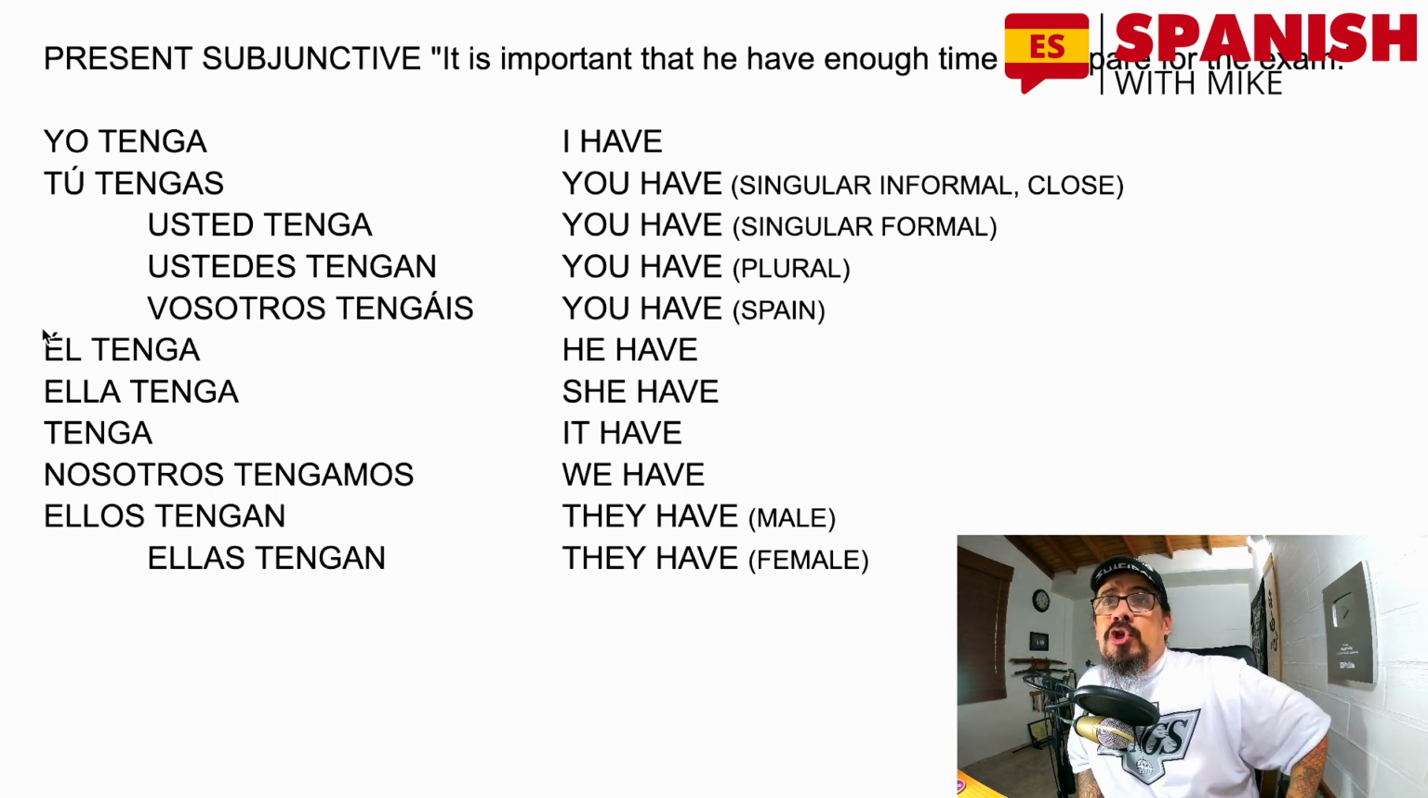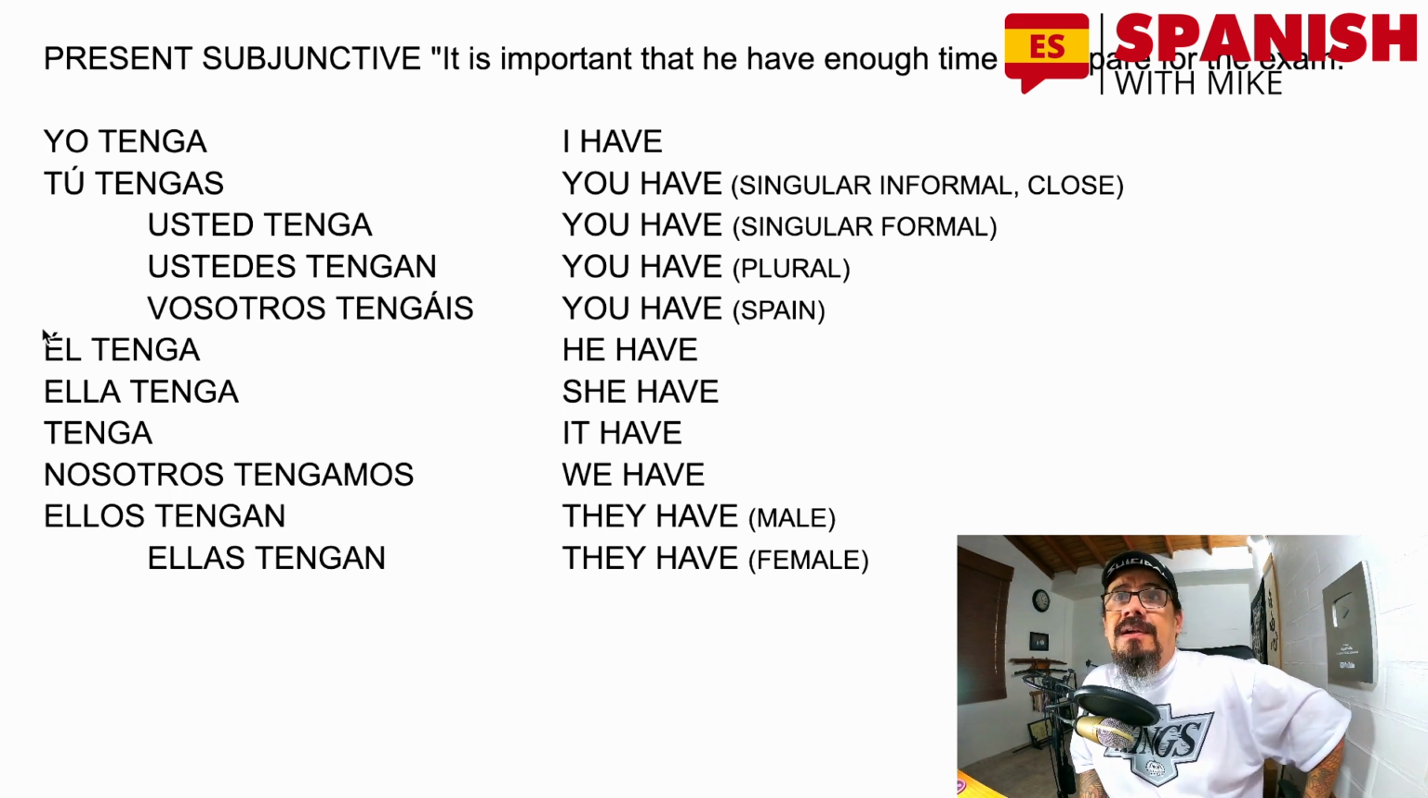So we have, yo tenga, I have. Tú tengas, you have, singular informal close. Usted tenga, you have, singular formal. Ustedes tengan, plural, you have. Vosotros tengáis, you have, Spain.